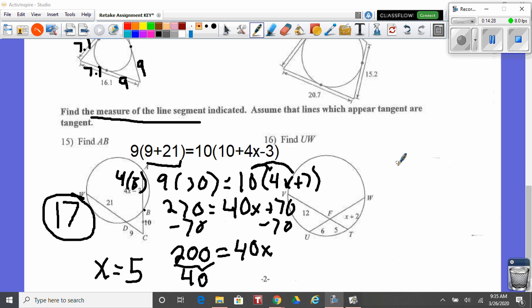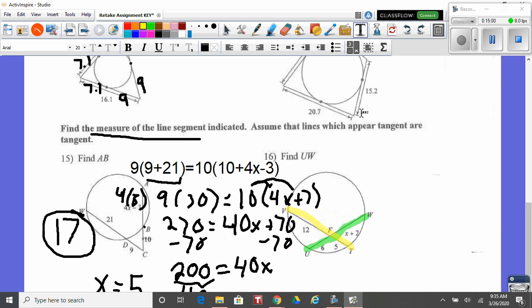For our next problem here, number 16, we have two chords. The two chords are the segments that are inside of the circle that do not go through the center. What we have to do whenever we have two chords is identify each one. So we have from U to W, which is what it wants us to find, and we see that that one is attached with the 6 and the x plus 2. The second chord that we have is from V to T, which I tried to draw in yellow. We have the 12 and the 5.